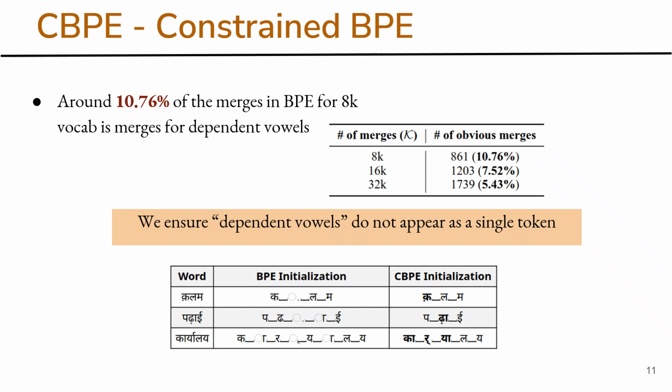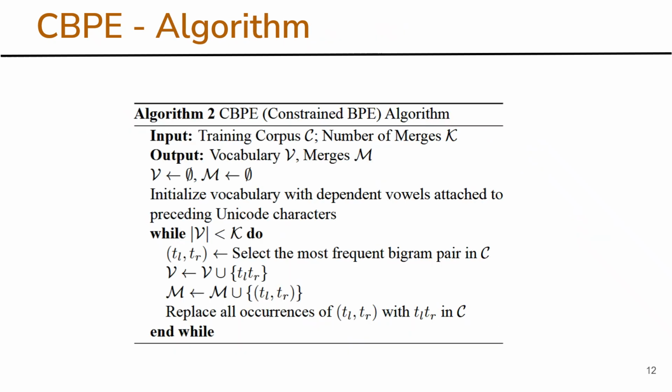So why does handling dependent vowels matter? We observed that for an 8K vocabulary size, around 10% of the merges in the BPE algorithm correspond to those of dependent vowels. This is wasteful. So in the CBP algorithm, we ensure that dependent vowels do not occur as a single token. Formally, in the CBP algorithm, we modify the standard BPE algorithm by initializing the vocabulary with dependent vowels attached to the preceding Unicode character and follow a similar merging strategy as the BPE algorithm.